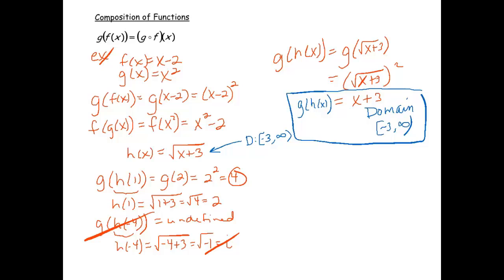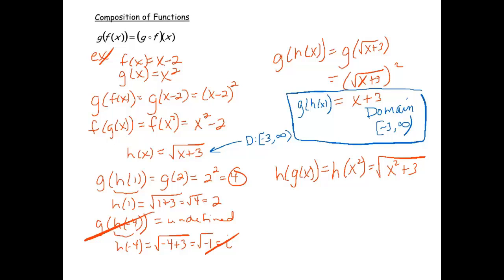Let's do some other examples. Oh, you know what? Let's do it in the other direction. Let's do h of g of x. So that would be h of x squared. That would be the square root of x squared plus 3.